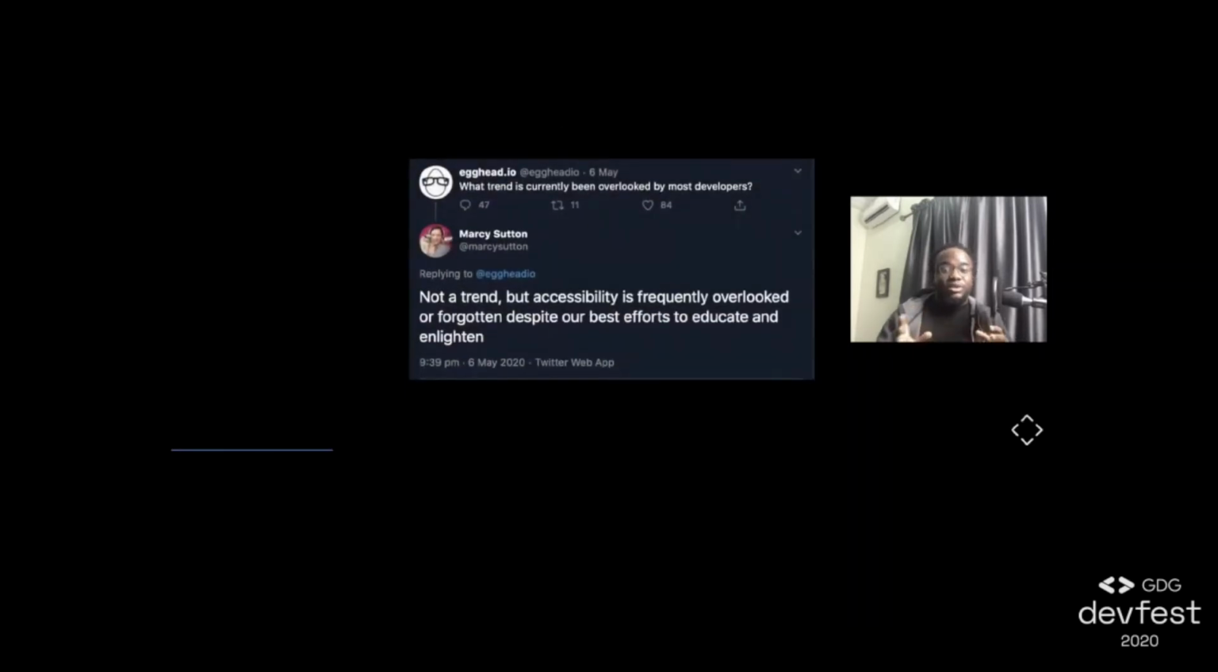This tweet by Massey Sutton says a lot about where we are currently as an industry. So Egghead tweets, what trend is currently being overlooked by developers? And Massey responds with, not a trend, but accessibility is frequently overlooked or forgotten despite our best efforts to educate and enlighten. I want to pick out parts of this tweet and explain what is hidden in this less than 280 characters. Massey says accessibility is frequently overlooked, which is my point when I say 8 out of 10 people would say that it is not as important.